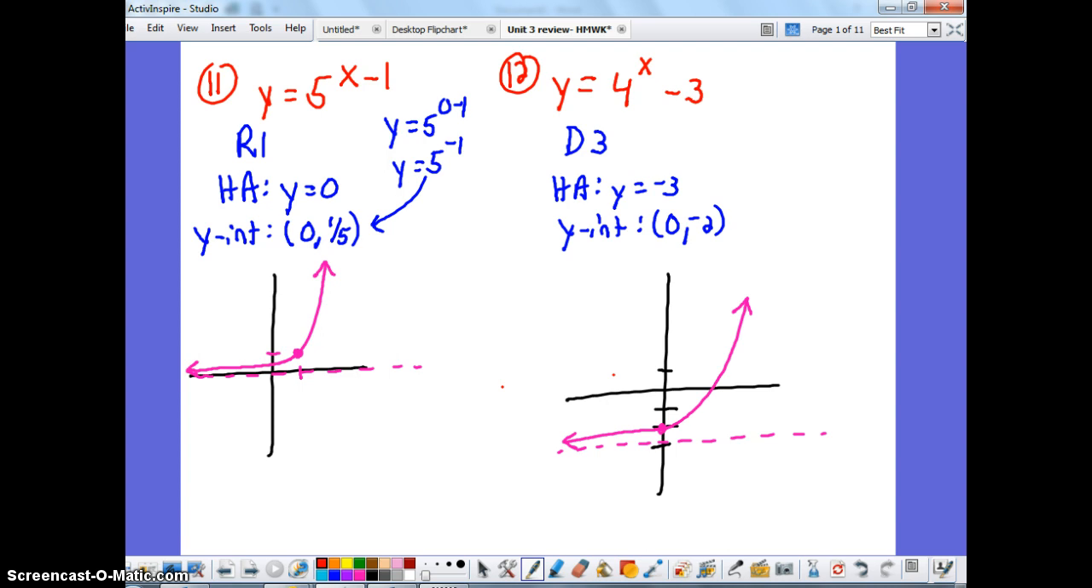All right, next will be numbers 11 and 12. Number 11 and 12, I have them completed here already. That's how I'll have pretty much every problem. It's just too long for me to actually work through every one of these. So here are the answers.